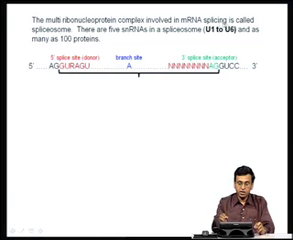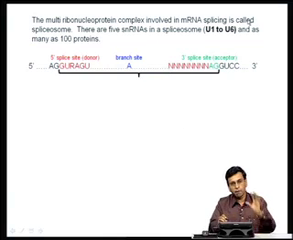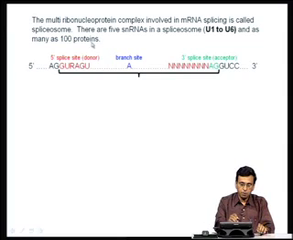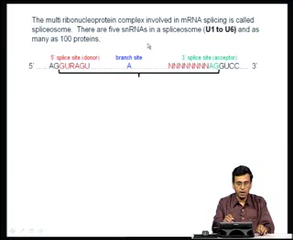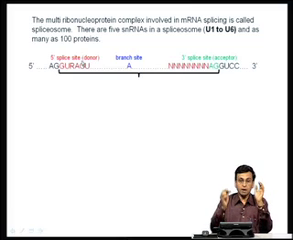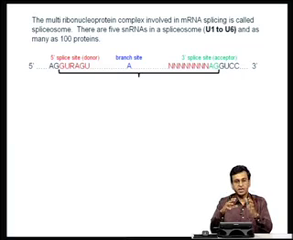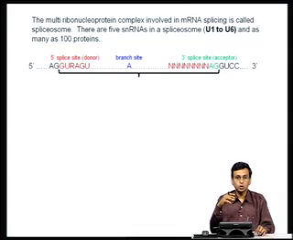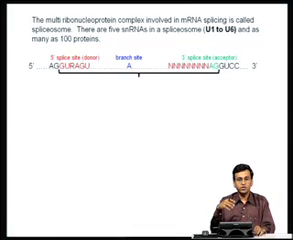Now, mRNA splicing in eukaryotes is carried out by a multi-ribonucleoprotein complex called the spliceosome, and this spliceosome contains 5 snRNAs, called U1 to U6, and also as many as 100 proteins. So, the splicing machinery again is a multi-subunit complex containing not only RNA molecules but also protein molecules. The spliceosome is a huge ribonucleoprotein complex which plays a very important role in mRNA splicing.